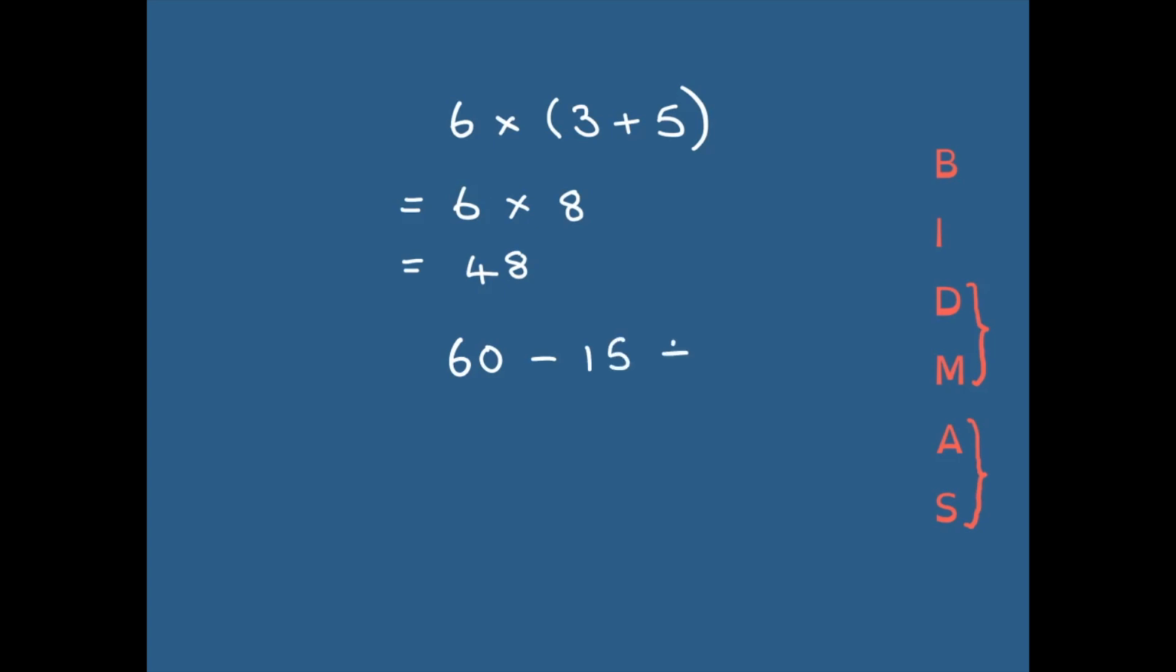Here we've got a subtraction and a division. Looking at Bidmas, division comes before subtraction, so we need to do 15 divided by 3 first. So we'll write 60 minus, because we're leaving that alone at the moment, then do 15 divided by 3 equals 5. So write the 5. Finally, 60 take away 5 equals 55. That's the correct answer.